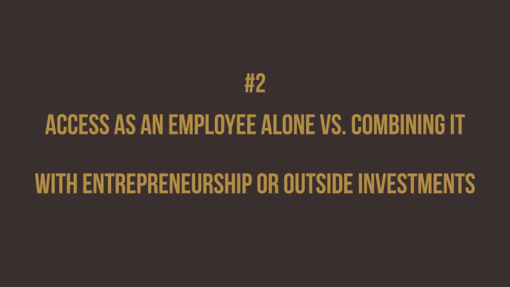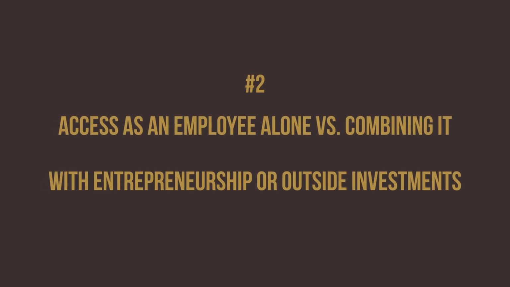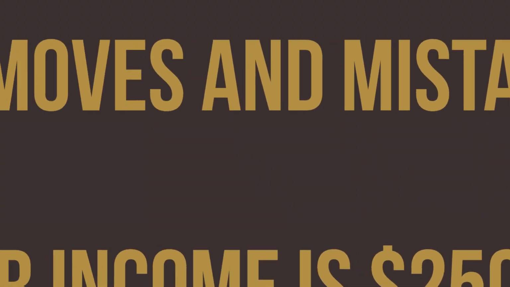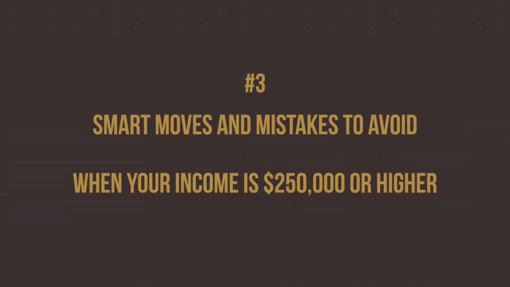The second thing I'm going to talk about is the tax code. What do you have access to staying an employee only, versus adding an entrepreneur or investing or other corporate strategies to your overall plan? And then last, what to do and what not to do when you're making more than 250. I'm going to say even 150, even 100. If you're making 75 or more, you activate some of the highest tax problems in the United States.